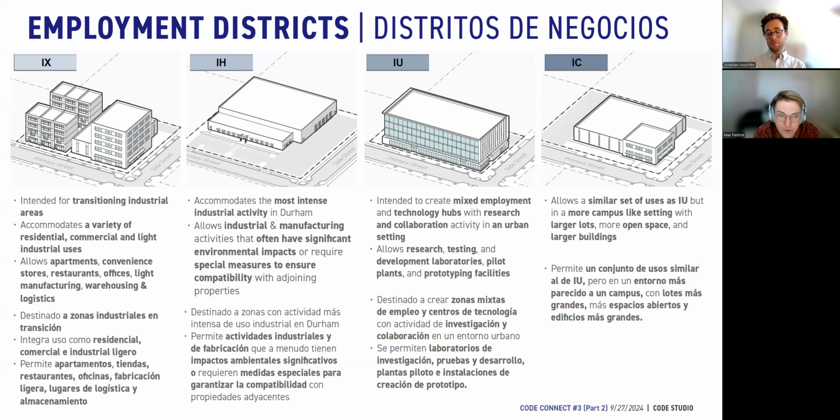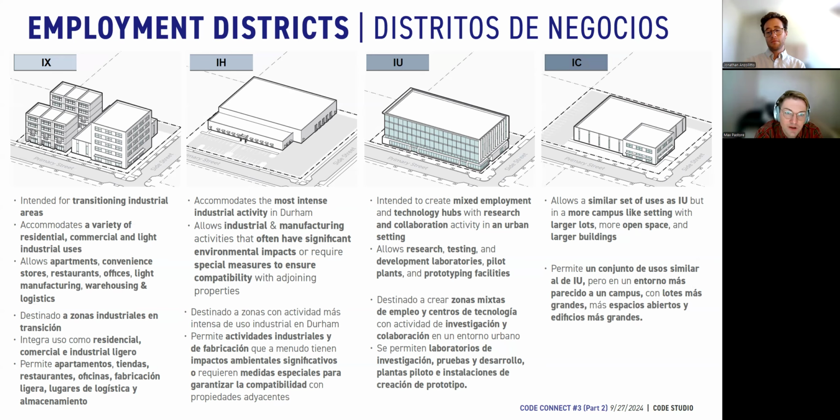Moving further to the right, we have IH, and this is our most intense industrial district, and would be home to the most intense industrial activity in Durham. This is pretty consistent with what Durham would already allow in the equivalent district. So this would be industrial manufacturing activities that would have the most significant impacts, and that would require special measures to ensure that there's compatibility with adjoining properties, whether that's from screening or just other types of use standards.